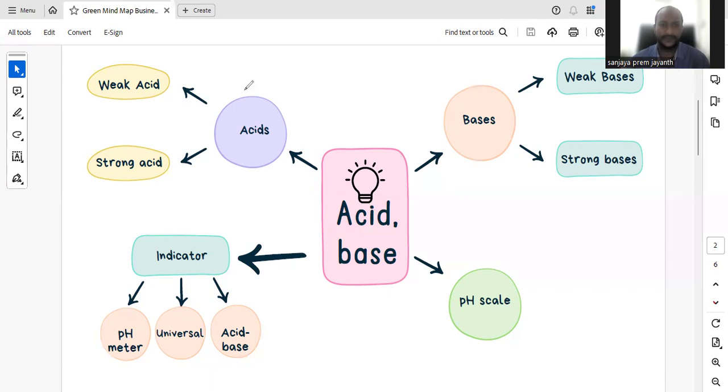What is an acid? First of all, what is an acid? A substance that dissociates to form ions, forming H+ ions, hydrogen ions. A substance that forms H+ ions we call an acid.